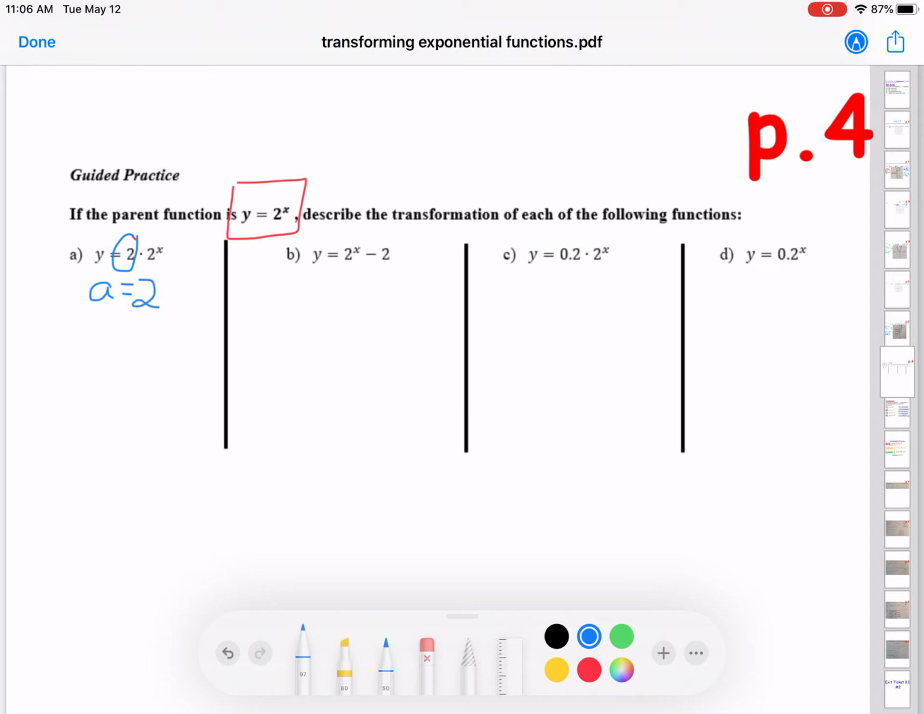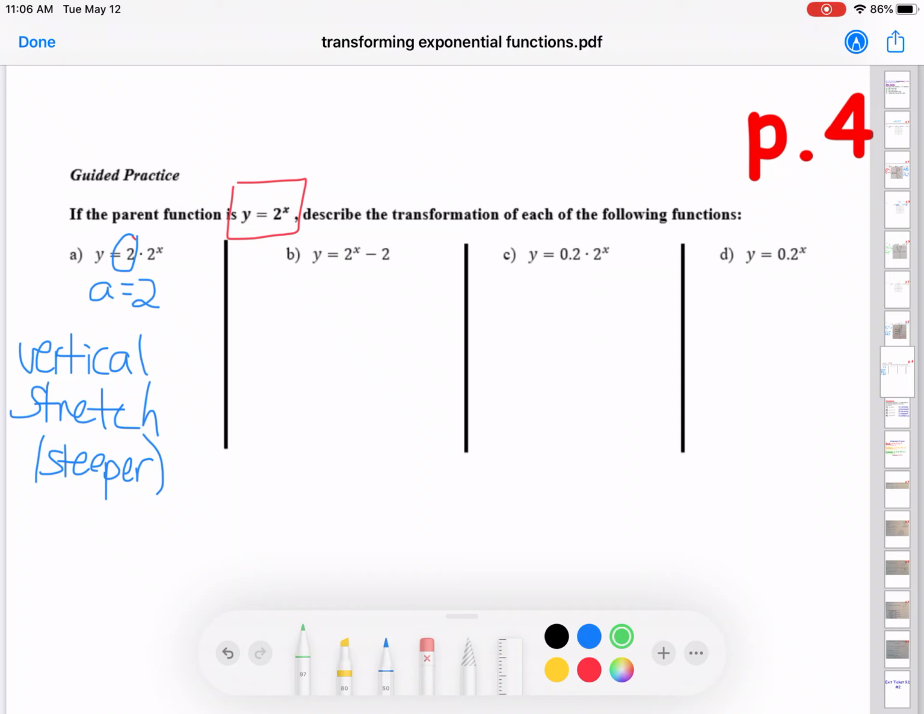So looking back at our chart, we know that if our a value is positive, that means that the graph is still above the x-axis, but now our graph is being stretched. So here the graph is undergoing a vertical stretch, which what that looks like to us on the graph is that it's steeper. The graph would rise more quickly.